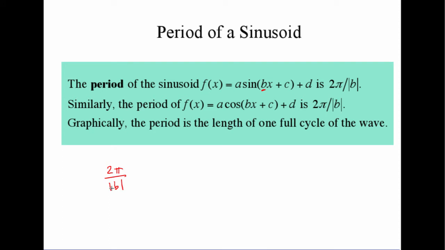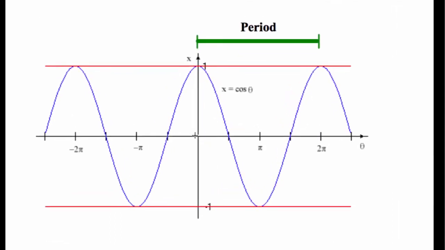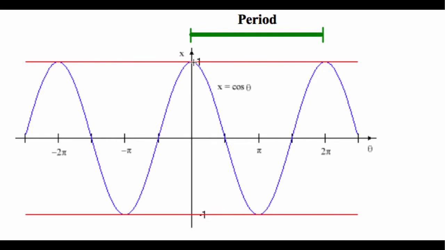Graphically, the period is the length of one full cycle of the wave. So how long does it take for the function to complete one full cycle of a wave? Whatever that length is, that interval, the length of that interval is called the period. So here I have an illustration. I'm using the cosine function.